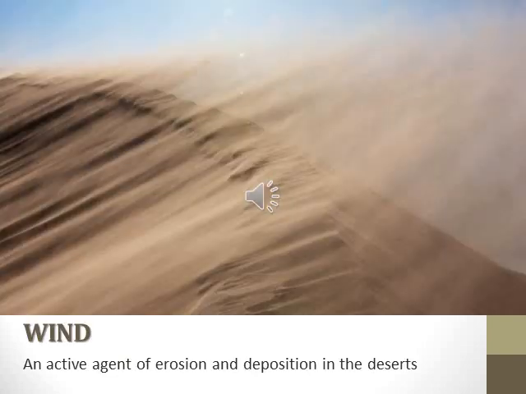So first, what is wind? Wind is nothing but the horizontal movement of air. Wind is an active agent of erosion and deposition in the desert region. Wind can erode some particles, especially sand, from a particular place in the desert and deposit it in another place. So wind is the main agent of erosion and deposition in the desert region.